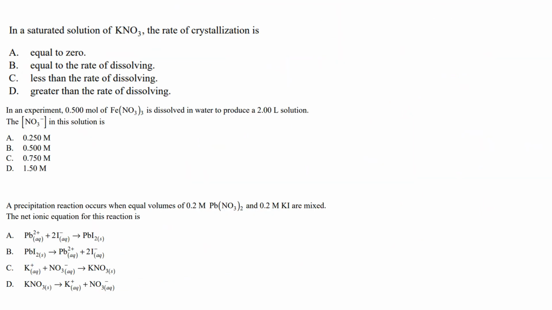These are some provincial exam questions. I can't remember what exam I took it from, maybe the late 90s. In a saturated solution, you have potassium nitrate, and the rate of crystallization is equal to the rate of dissolving. A saturated solution is a fancy way of saying equilibrium. That means the forward rate of reaction is equal to the reverse rate of reaction.